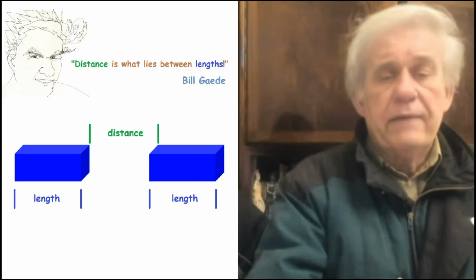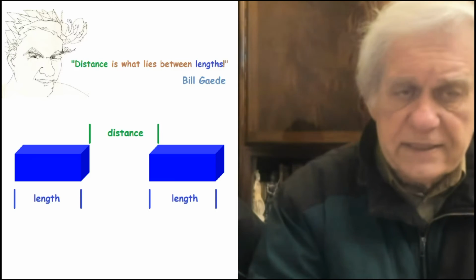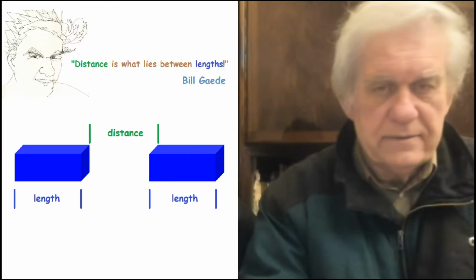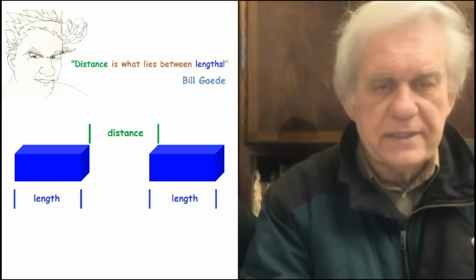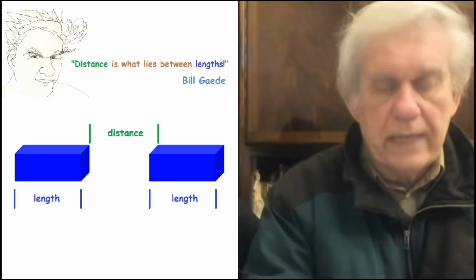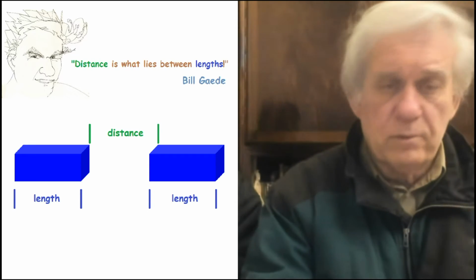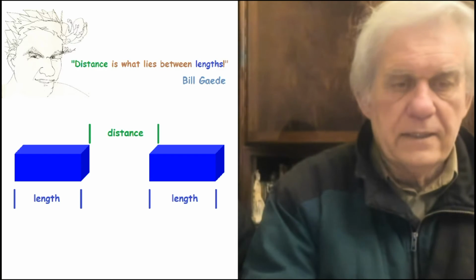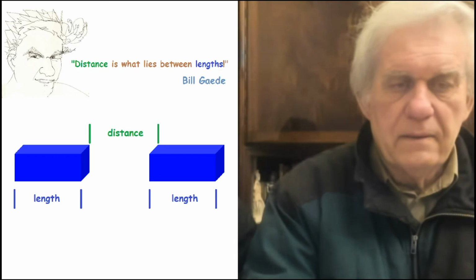Okay, and here we have my versions to show you the difference. Distance is what lies between lengths. That's a way we like to synthesize that. Length is what an object has. A table has length. Between two tables, what we have is distance. Essentially, it's like what I said. Distance is the length an object would have if it were in between those two.